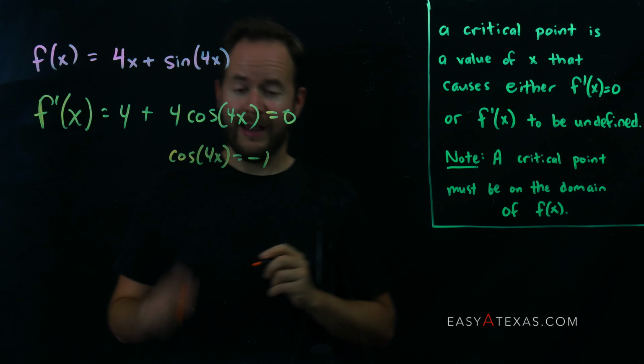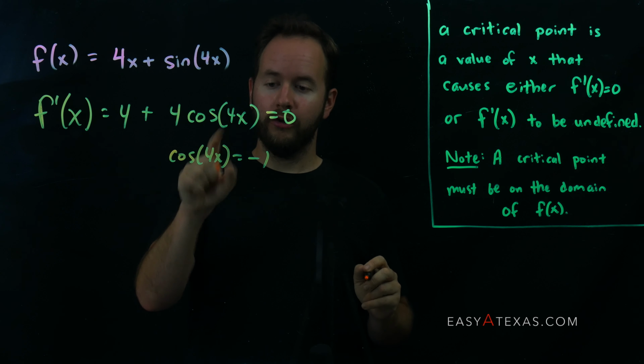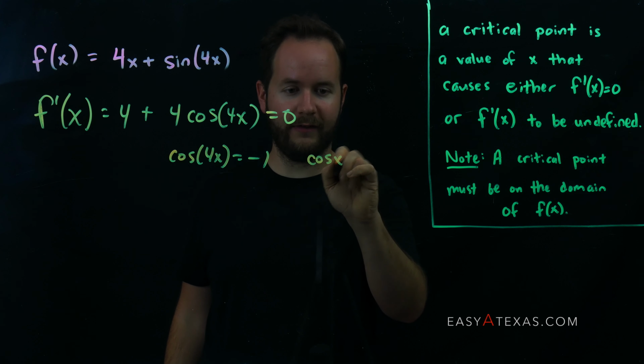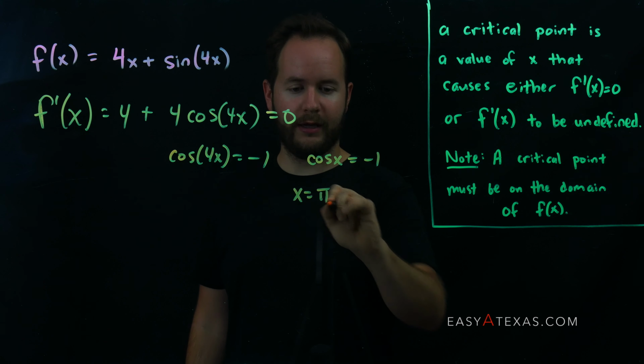equals -1. Now, it might be difficult for you to solve this trigonometric equation, especially with that weird 4x there. So what I'm going to do is simplify a little bit. Let's just pretend it was cosine of x. When is cosine of x equal to -1? Well, if you know your unit circle, x equals pi solves this equation.